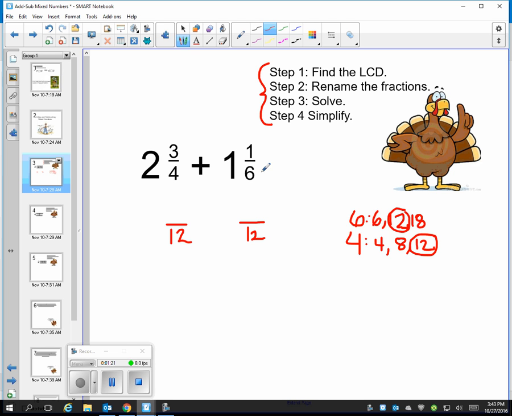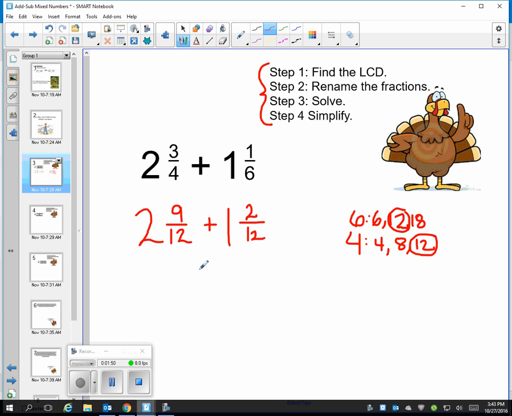Okay, so I'm going to rename these fractions with a denominator of 12. Now my whole number is going to stay the same. 2 wholes here and 1 whole here. And I'm going to change 4s to 12. So 4 times what is 12? 4 times 3. So 3 times the numerator would be 9. The same for 1/6. 6 times what is 12? 2. So 1 times 2 is 2.